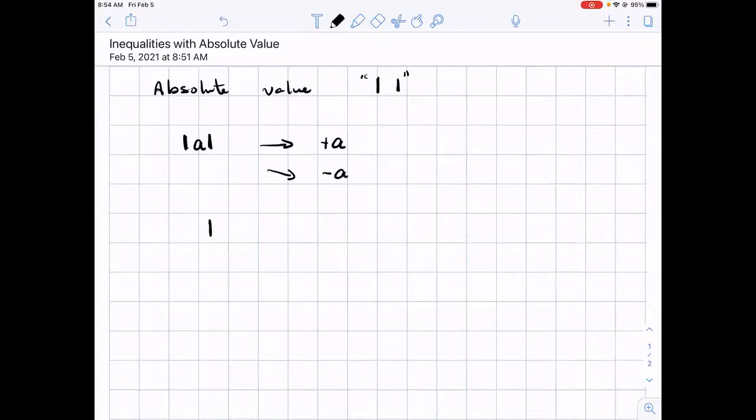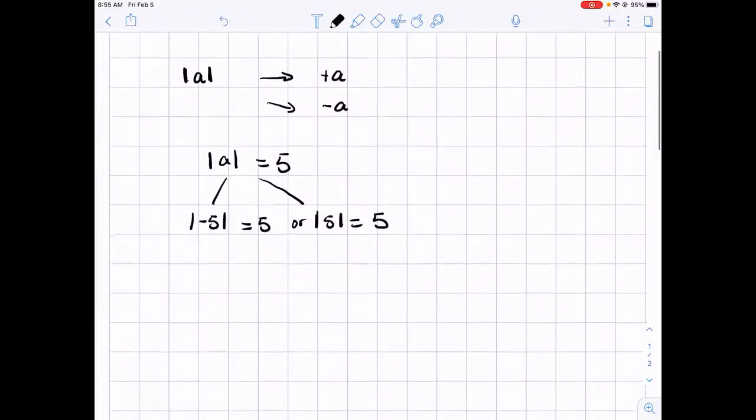Because if we say that the absolute value of A is equal to 5, it means that the absolute value of minus 5 is equal to 5, or it also means that the absolute value of 5 is also equal to 5. So we can think of the absolute value of some expression A as having a plus or a minus A in there. A could be positive or A could be negative.